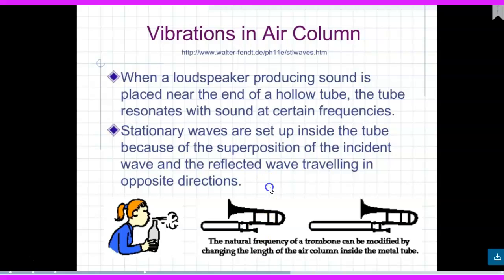Vibration in an air column. When a loudspeaker producing sound is placed near the end of a hollow tube, the tube resonates with sound at certain frequencies. Stationary waves are set up inside the tube because of the superposition of the incident wave and the reflected wave traveling in opposite directions.